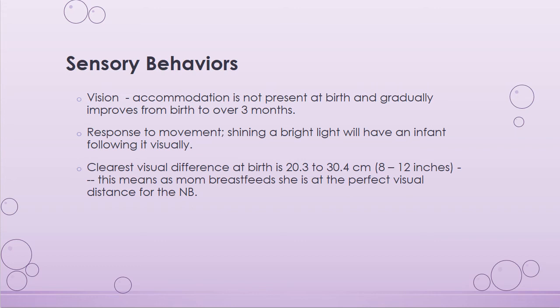Sensory behaviors: vision accommodation is not present at birth and gradually improves from birth to over 3 months. In response to movement, shining a bright light will have an infant following it visually. The clearest visual distance at birth is 20.3 to 30.4 centimeters, so 8 to 12 inches. This means as mom breastfeeds, she's at the perfect visual distance for the newborn.